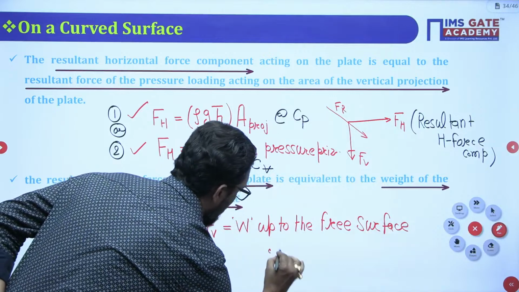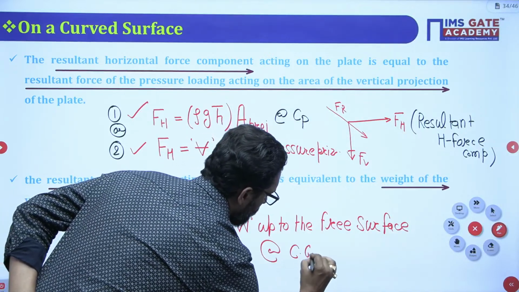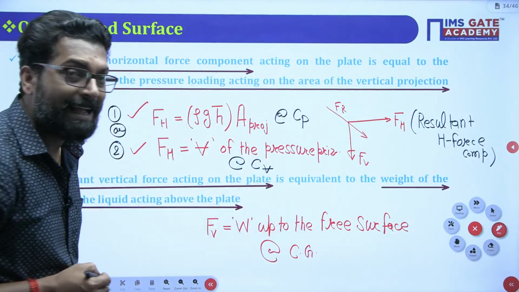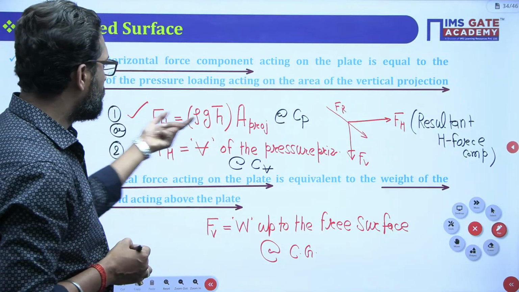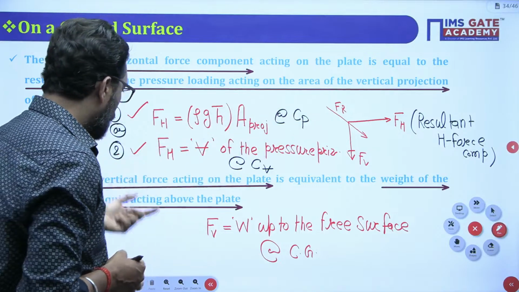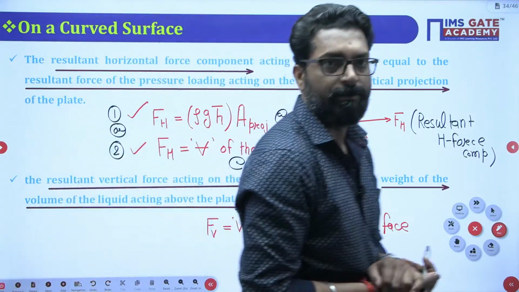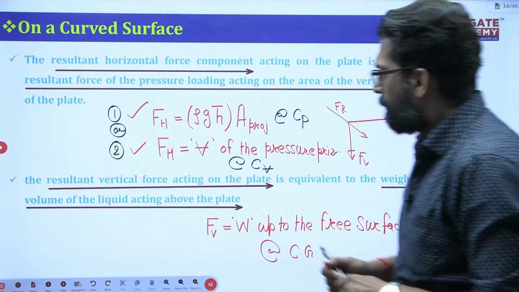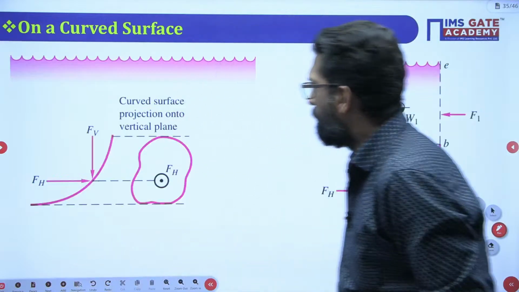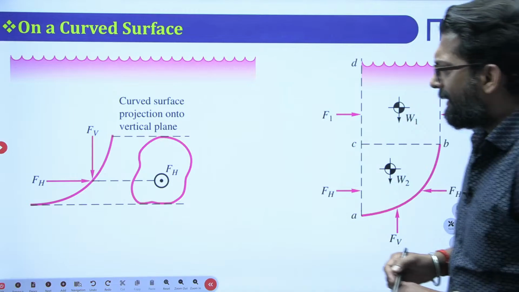And it will act as the Cg. Why? Because weight will act at the Cg. So the horizontal force will act at the Cp, and the vertical force will act at the Cg. Clear? Now, my dear, if you look at this diagram, what is that?